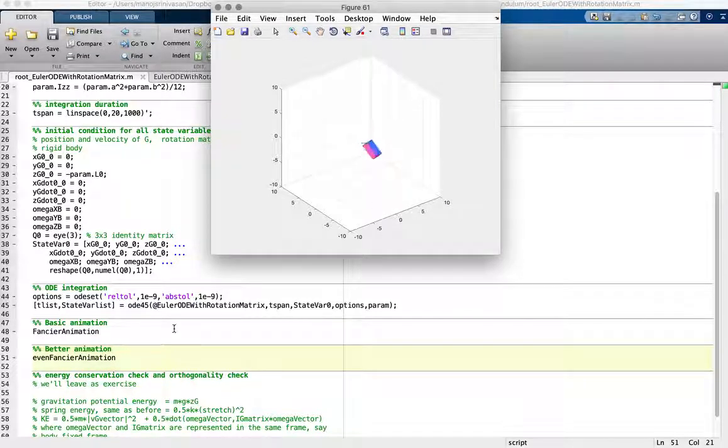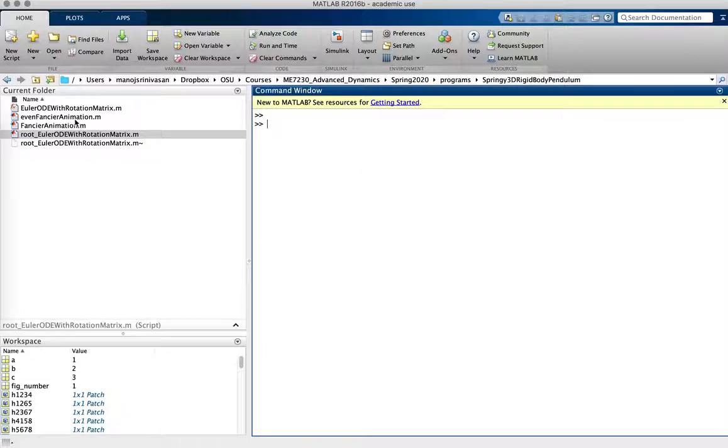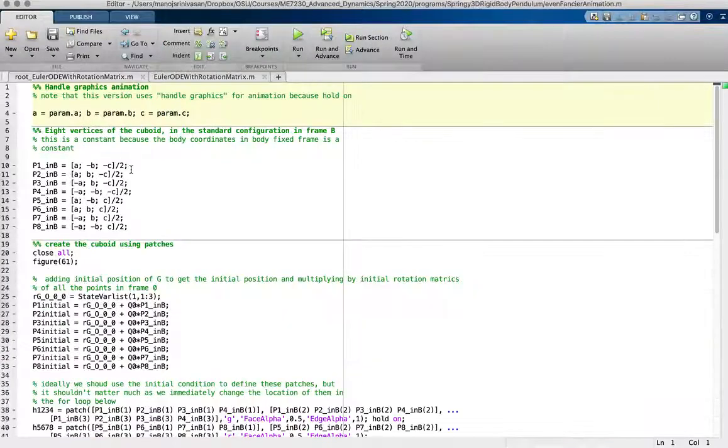Now here's a fancier version of the animation. It's got these faces which are transparent rather than just lines. Okay, it seems to slow down just because of some computational issues. Maybe my computer is doing something else. So that's a fancier animation. Let me actually show you what that looks like, what commands we are using there.